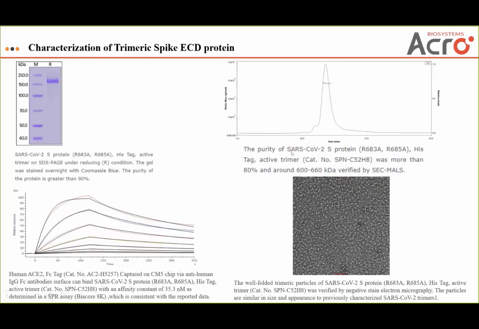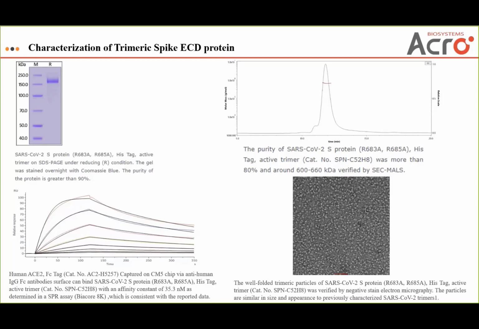Since the purity of SDS-PAGE cannot indicate the conformational homogeneity of the protein, we performed SEC-MALS to show that the trimeric S protein is with more than 80% purity with molecular weight around 600 to 660 kilodaltons. To further characterize the bioactivity of the spike protein, we use surface plasmon resonance to measure the binding ability between spike trimer and its host receptor ACE2. The constant dissociation shows around 35 nanomolar, which is consistent with the binding affinity reported in the paper.